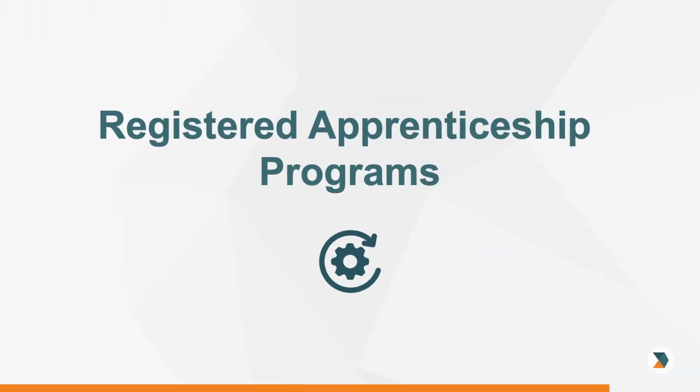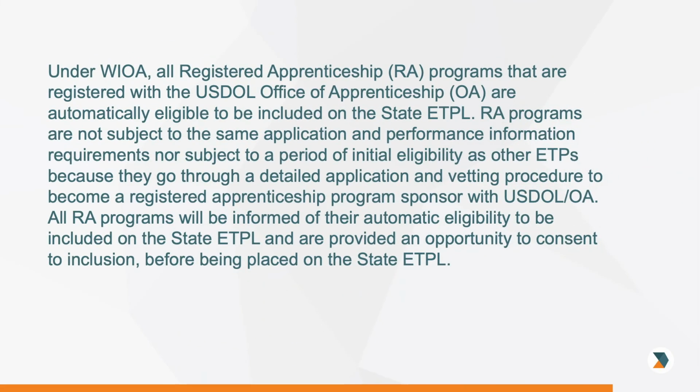Registered apprenticeship programs. Registered apprenticeship programs that are registered with the U.S. Department of Labor Office of Apprenticeship are automatically included on the state ETPL. Registered apprenticeship programs are not subject to the same application and performance information requirements, nor subject to the period of initial eligibility as other training providers are, because they go through a detailed application and vetting process through the U.S. Department of Labor.